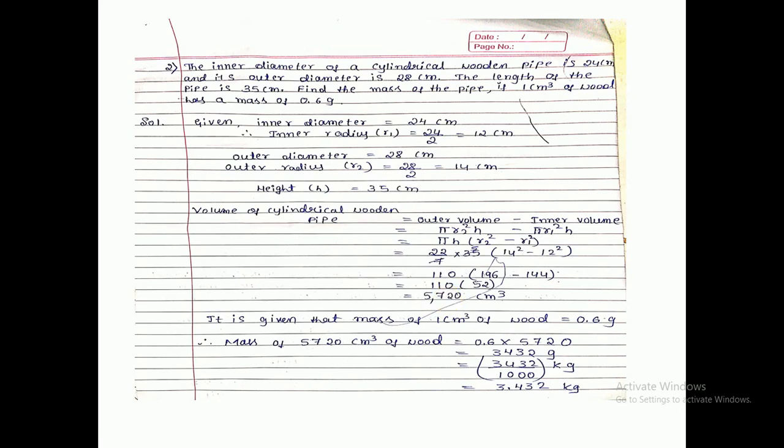So here we have to find out the mass of the pipe. So for mass, what is given? 1 centimeter cube of wood has a mass of 0.6 gram. In the sense, 5720 centimeter cube of pipe has a mass of 3.432 kg. How 3.432 kg? So here 0.6 into 5720, okay, so we'll get 3432 grams. So we have to convert that gram into kg, so that is divided by 1000, 3.432 kg. Got the idea of this problem now?